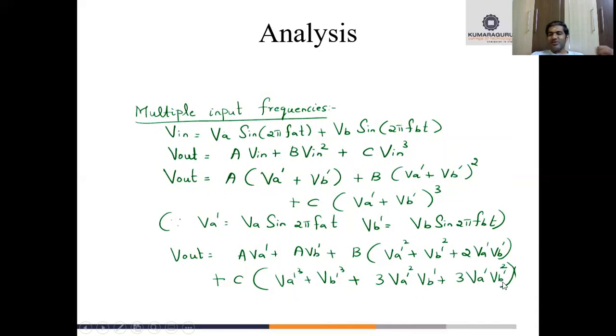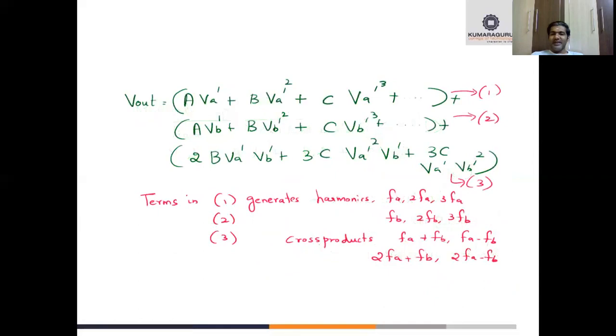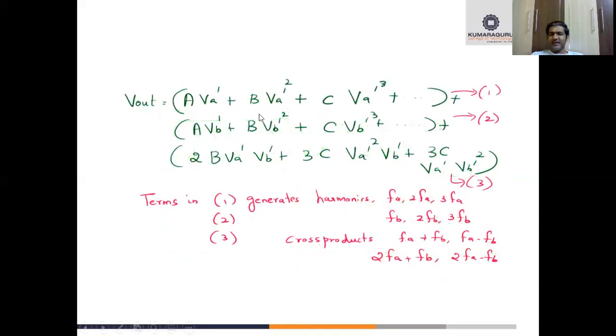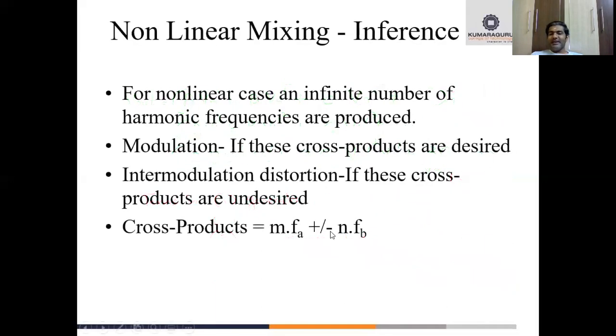I'm just doing my expansion of A plus B the whole square and A plus B the whole cube. So now I'm just analyzing this expression. So if you see, V out is A times. I'm just taking A common, B common. Sorry, I'm just taking A VA dash plus B VA dash plus C VA dash the whole cube.